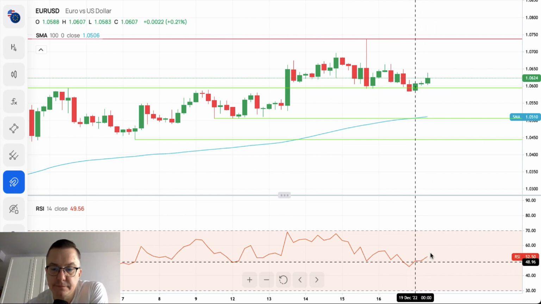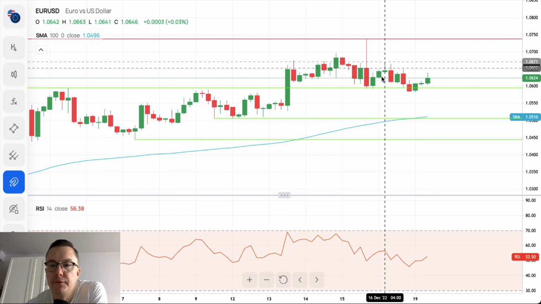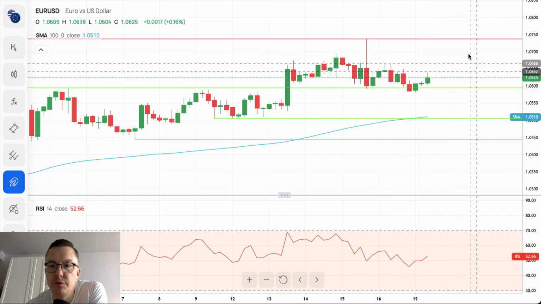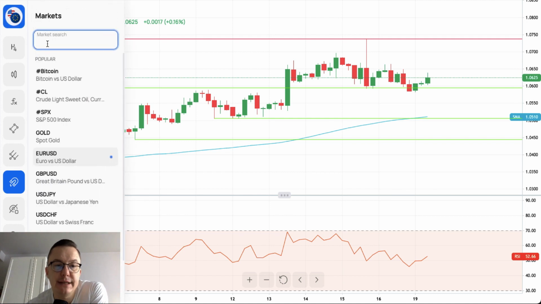However, as you can see, the momentum is now trying to go back above the level of 50. So as I said, be prepared for market whipsaw trading on the euro dollar, up and down, up and down, up and down.